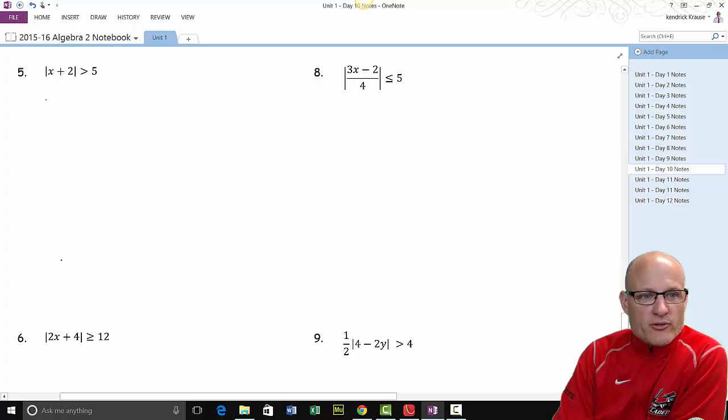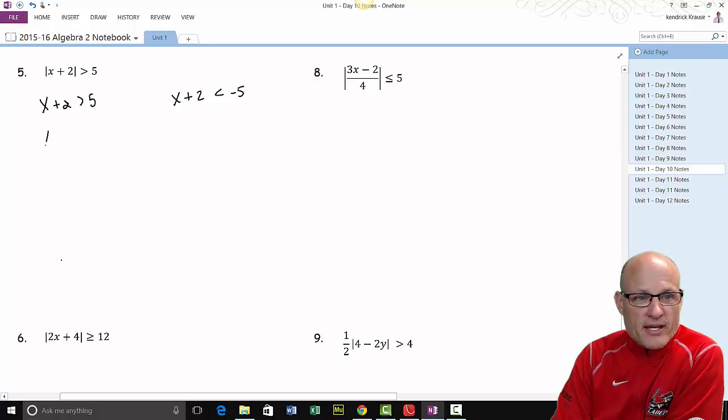So we're going to write the original. I'm going to go through quite quickly. x plus 2 is greater than 5, or my other one is going to be x plus 2 is less than negative 5. Split them up. This gives me x is greater than 3. This gives me x is less than negative 7.